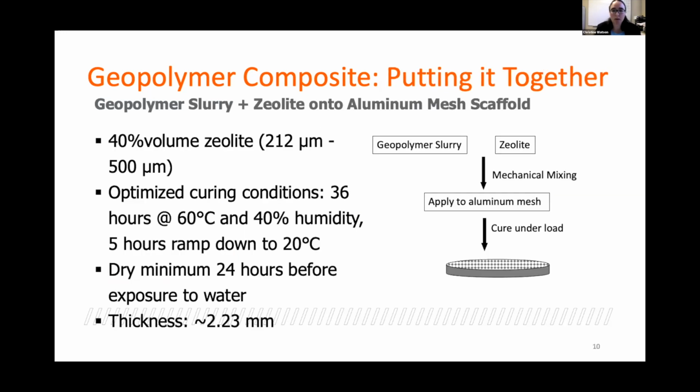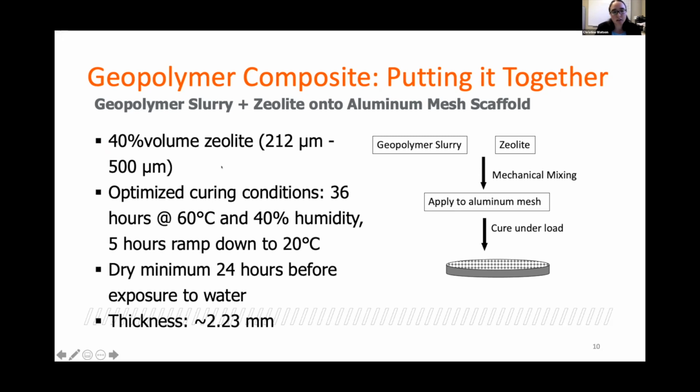So to sum up all of that, when we put it together, we have a geopolymer slurry, and we have our porous filler, which is the zeolite, and we apply that to the aluminum mesh scaffold and cure it under load. We used 40% volume zeolite in the geopolymer. The zeolite particles themselves were 212 micron to 500 micron in diameter.